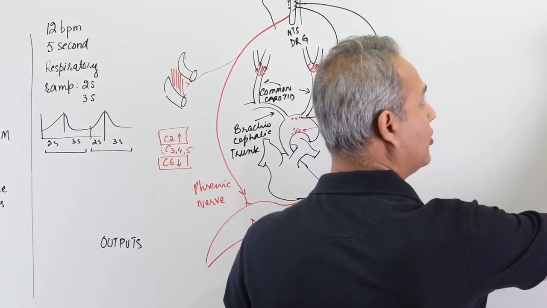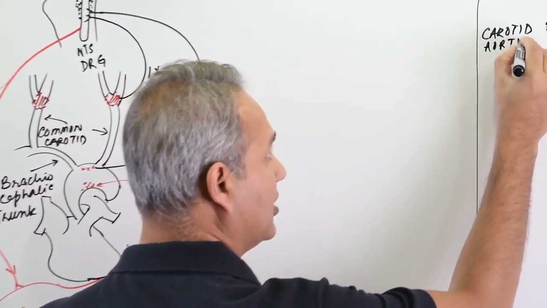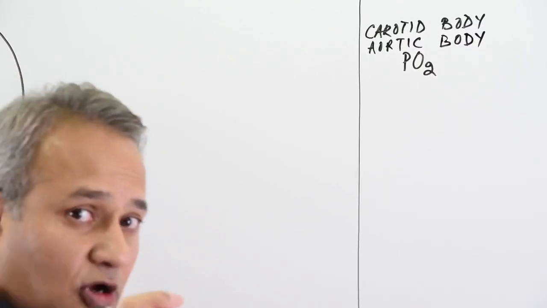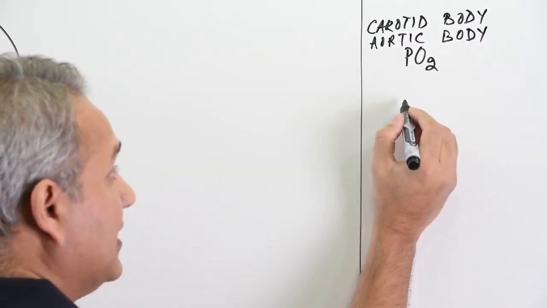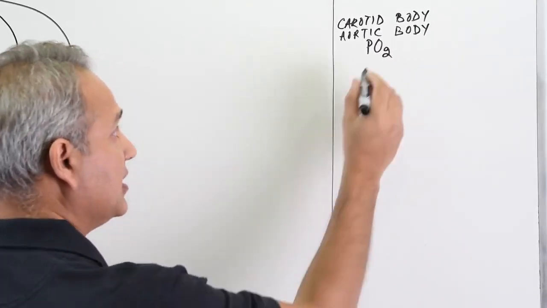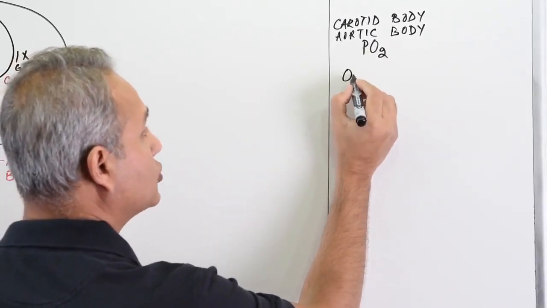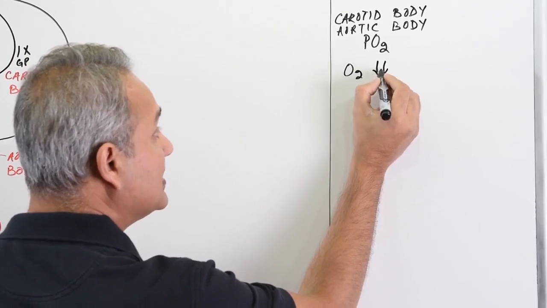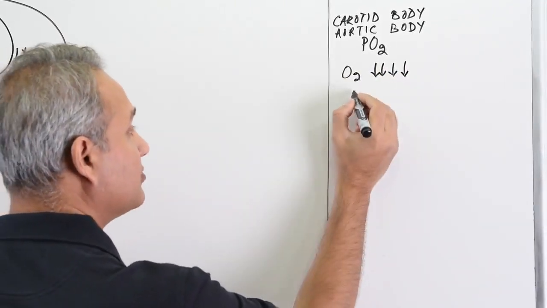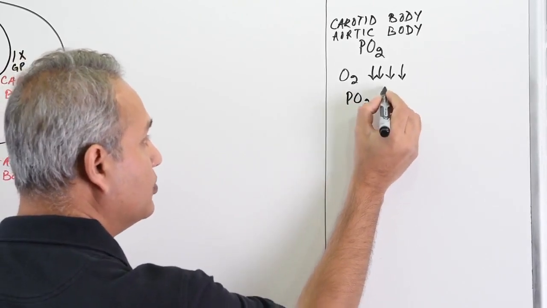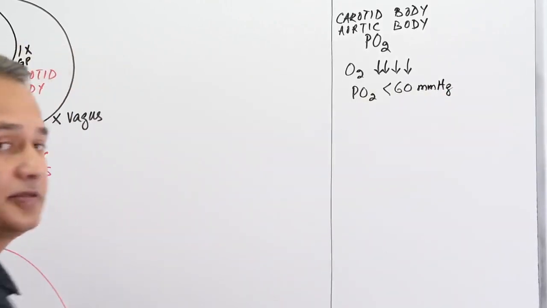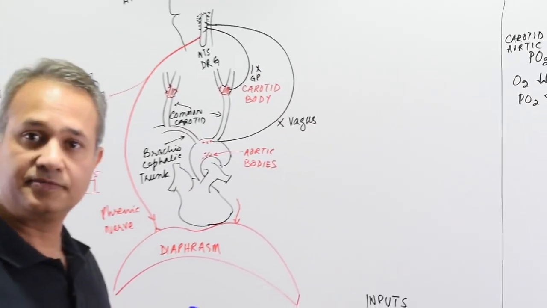Carotid body and aortic body, they both are sensitive to the pressure of dissolved oxygen, and they only affect respiration when oxygen pressure drops significantly. How significantly? Until the oxygen pressure PO2 drops below 60 millimeters of mercury, they do not work a lot.